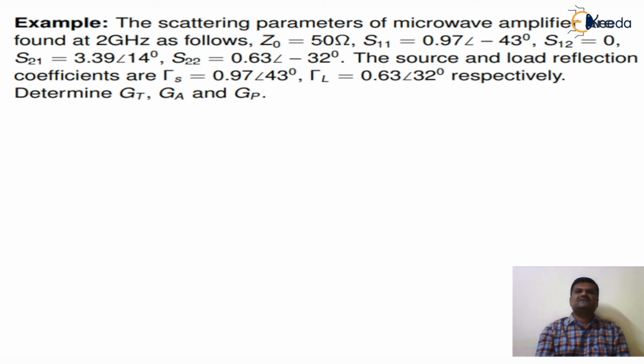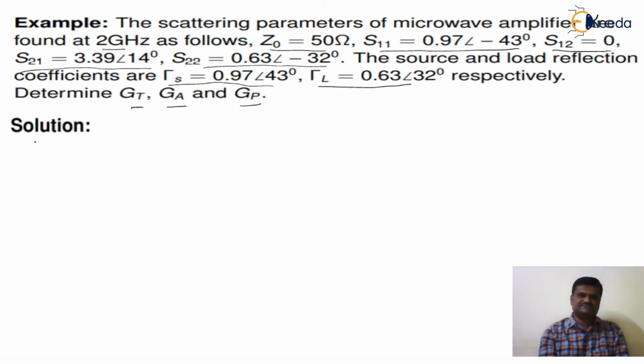The scattering parameters of a microwave amplifier are found at 2 GHz as follows. Z0 equal to 50 ohm, S11 is 0.97 angle minus 43 degree, S12 is 0, which means it is unilateral. Then S21 equal to 3.39 angle 14 degree, S22 0.63 angle minus 32 degree. The source and load reflection coefficients are given as gamma S and gamma L respectively. Determine transducer power gain, available power gain and operating power gain.